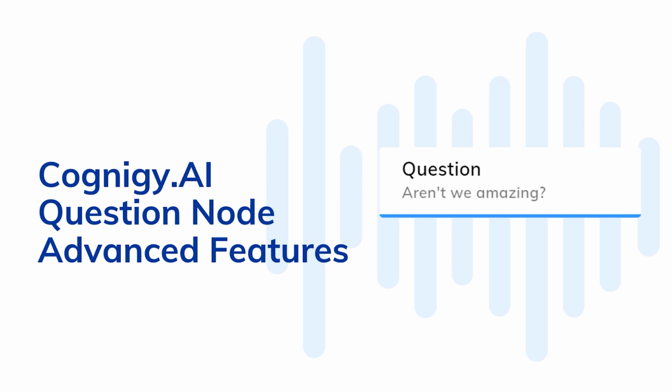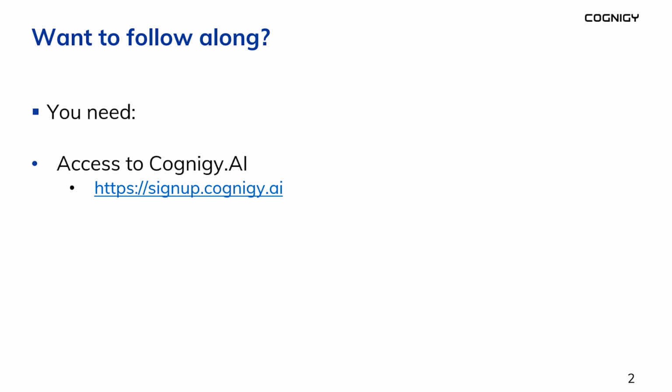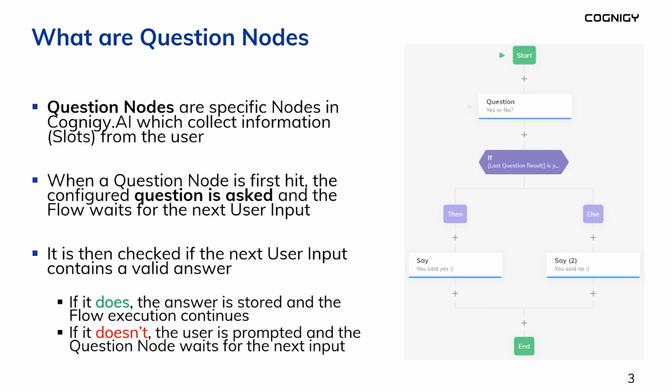Hi everyone, my name's Phil and today I'm going to be talking to you about the Cognigy question node and some of the advanced features that this node has. All you need to follow along is access to Cognigy AI, so you need a Cognigy AI trial account, and if you don't have one, you can go to signup.cognigy.ai, sign up for a trial, and you'll be in the platform within seconds. Now what are question nodes?